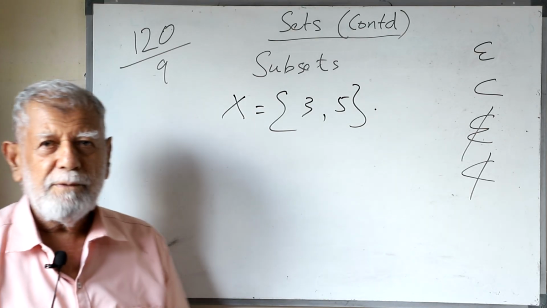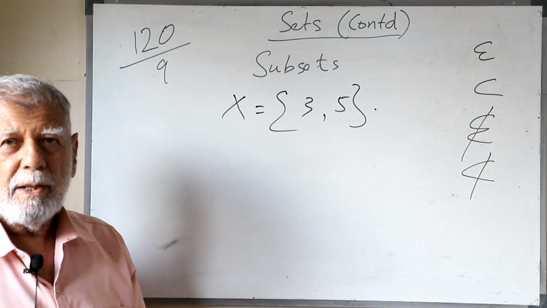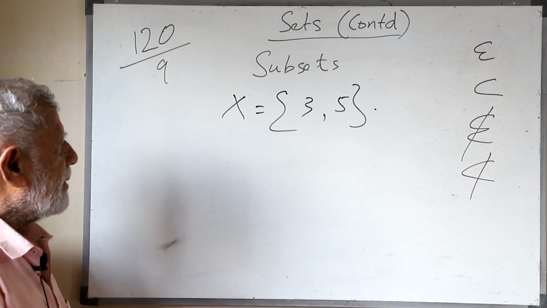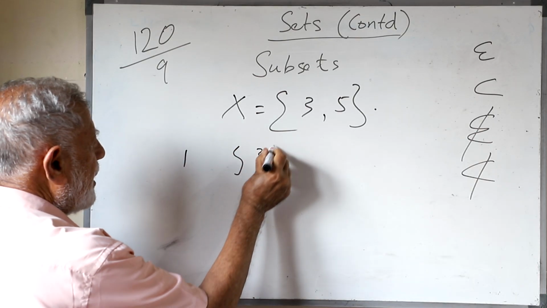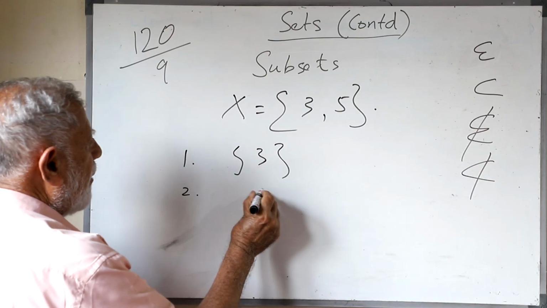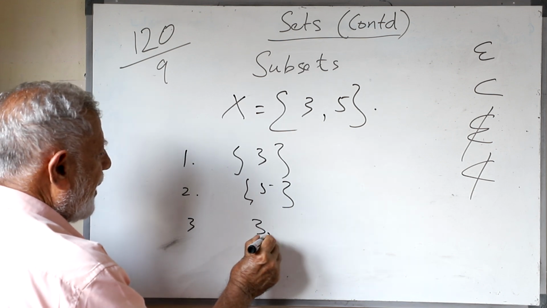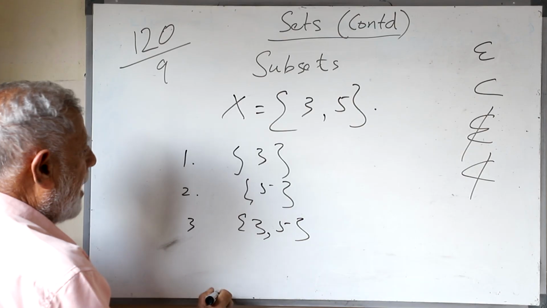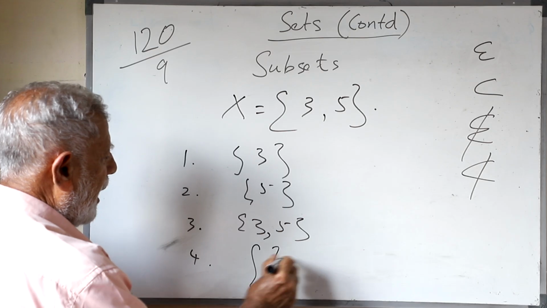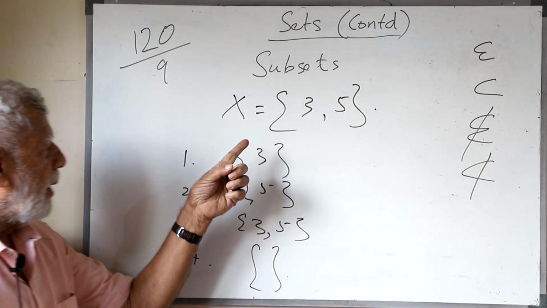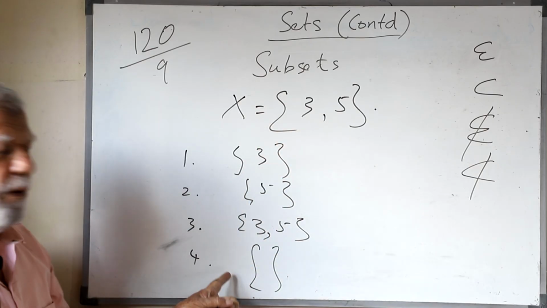Now supposing you are asked to write all the subsets of X. If you are going to write all the subsets of X, we can write like this. 1. {3} is a subset. 2. {5} is a subset. Then 3. {3, 5} is also a subset we take. And we also take the empty set as a subset. So all the subsets of X, which has 2 elements, means we have altogether 4 subsets.